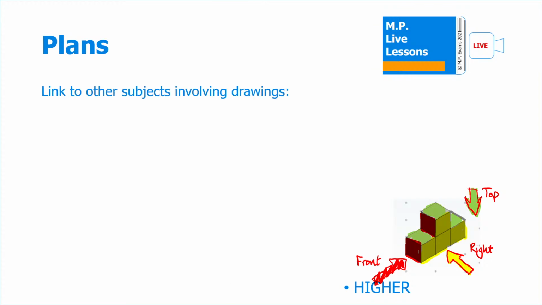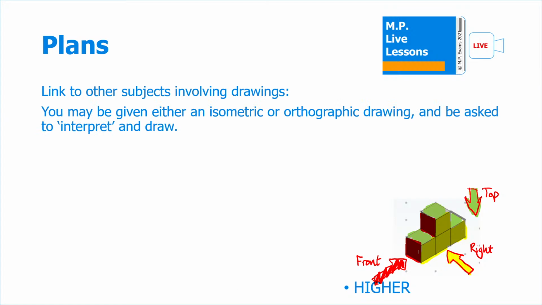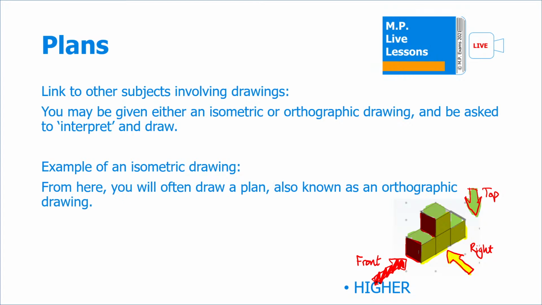Now, a higher tier will also have to do plans, which are often found in other subjects involving drawings, like engineering. So you may be given like an isometric drawing, and then be asked to interpret it and draw. So an isometric drawing is this in the bottom right. So you will often draw a plan from some perspectives, like the front, right, or top. For example, the front would just be this, and you'd have lines indicate a change in depth.